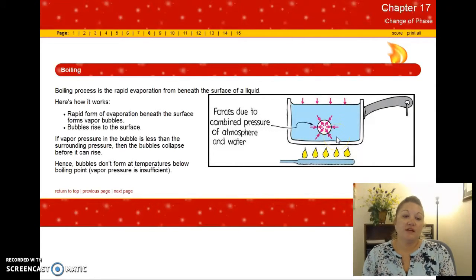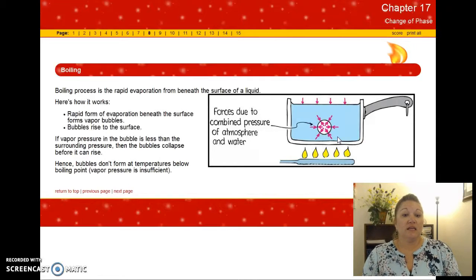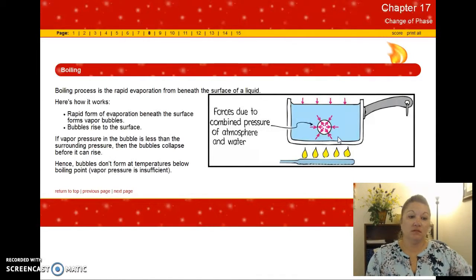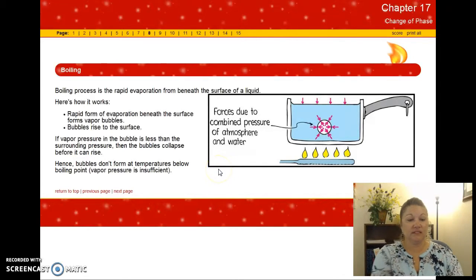Well, there's vapor pressure, because there's gas inside those bubbles. If that vapor pressure is less than the water pressure surrounding it, then that bubble is going to collapse right back down. But if enough energy is put in and you have enough increase in temperature, the bubble has enough vapor pressure that it will rise to the top and pop at the top, and that heat escapes. That is boiling.